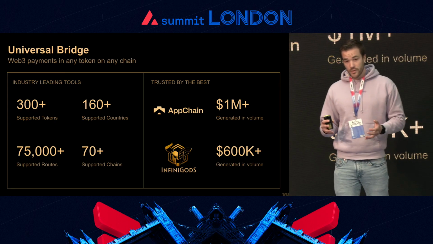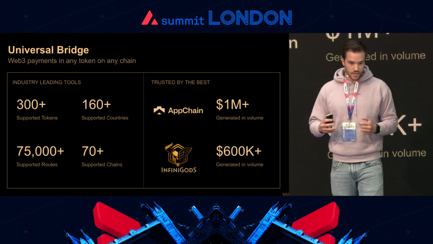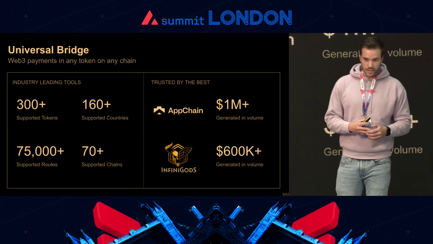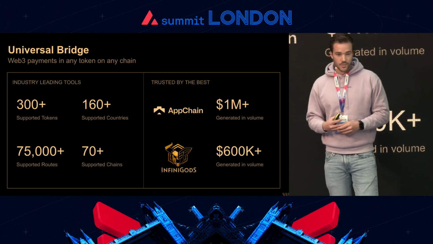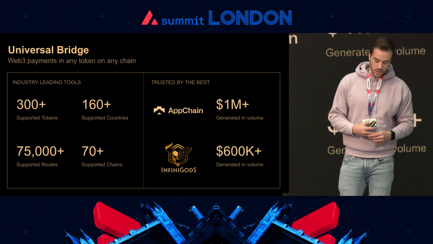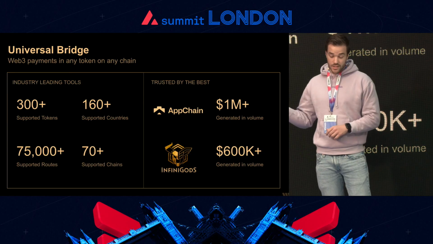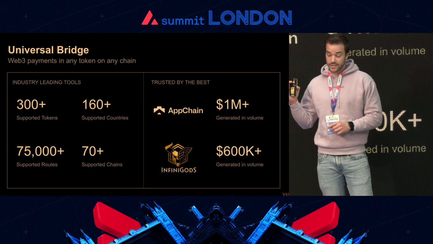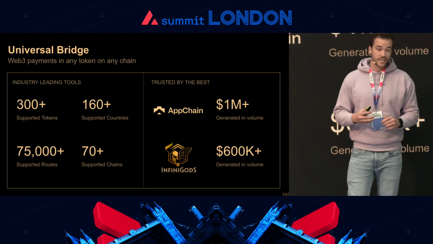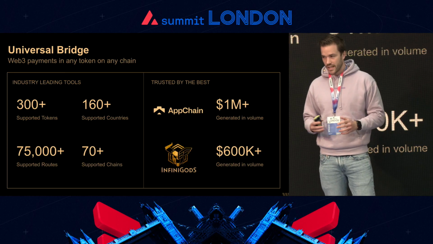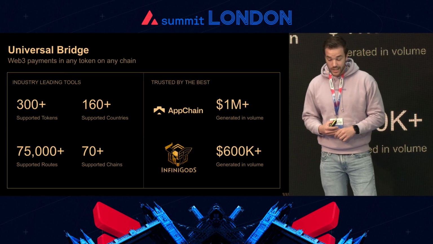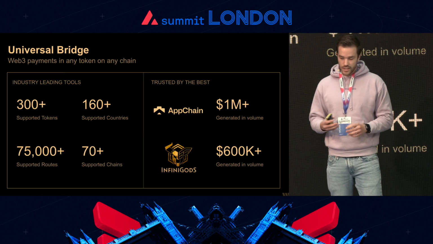Where we are today already with Universal Bridge, we first launched a product almost a year ago that was the result of an acquisition of the company Paper, and we relaunched the product newly now in March. We have more than 300 supported tokens. We are supporting more than 160 countries. We have more than 75,000 routes already enabled today, and every week we're adding a couple more thousand. And we are live on more than 70 chains today already.